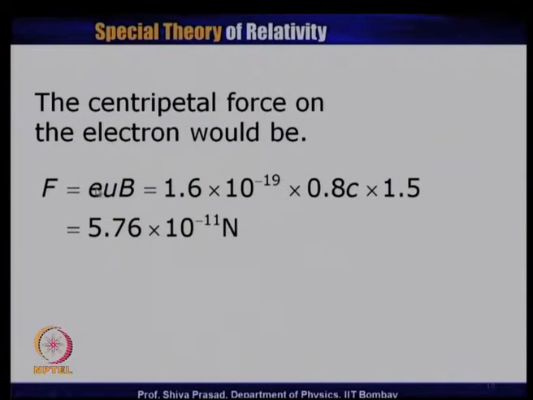I am putting the value of e, taking an approximate value 1.6 × 10⁻¹⁹ coulomb. u has been given to us as 0.8 c, multiplied by the magnetic field, which has been given as 1.5 Tesla. This gives me that the net force on the charge will be 5.76 × 10⁻¹¹ Newton. Of course, this will always be directed perpendicular to the direction of the velocity, which will provide the centripetal force for this particular electron to move in a circle.